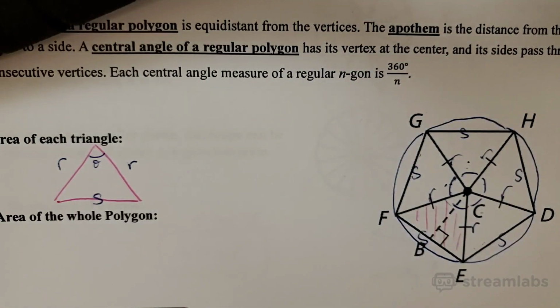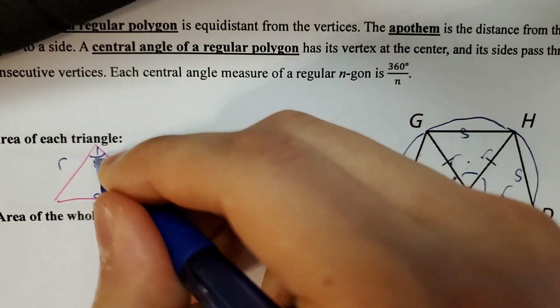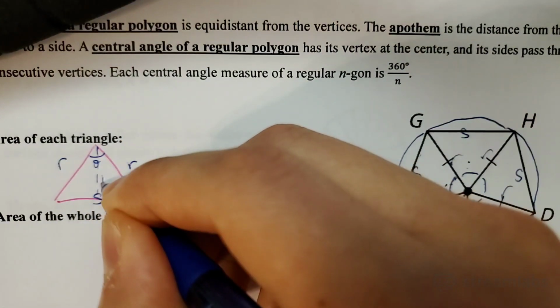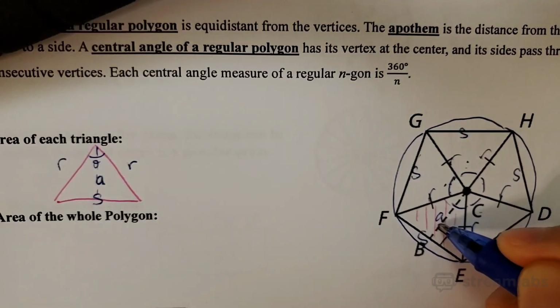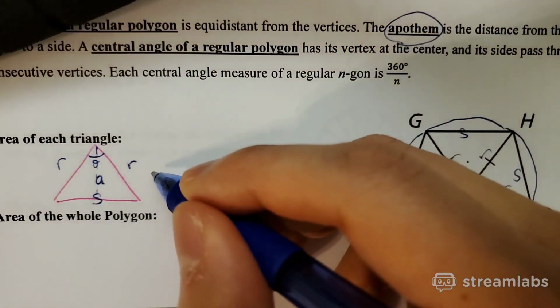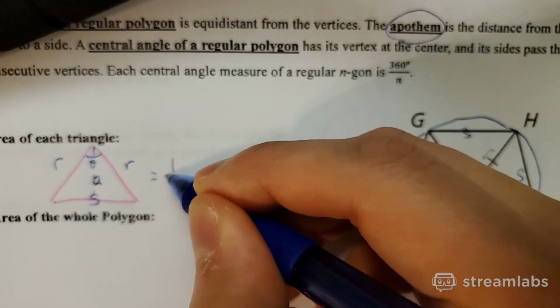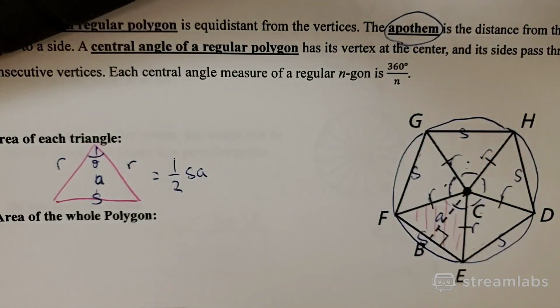To find an area, there are 2 approaches. One, you can find the height. The height here, we have a special name for it. We call it the apothem. The apothem is here. It only works in this case. So the apothem. If you want to find the area of this, then it will be what? 1/2 S times A. Base times height.